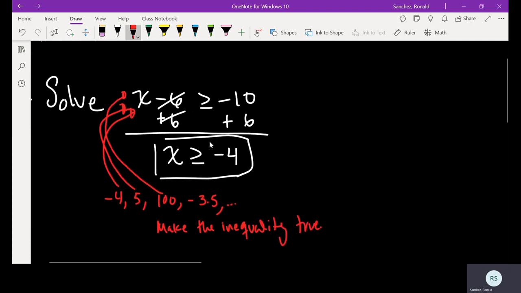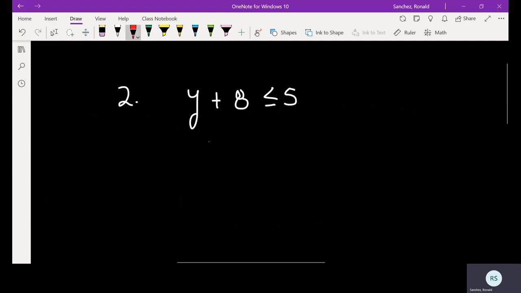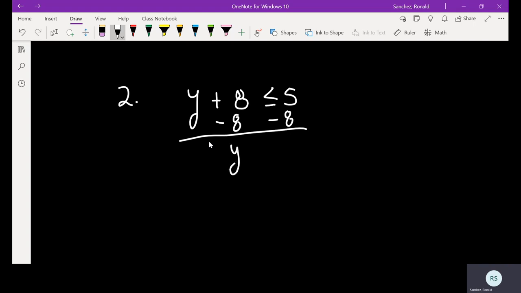Let's go ahead and do the other problem very quickly. We have y plus 8 is less than or equal to 5. Well, the way that we isolate y is by subtracting 8 on both sides. The inverse operation of adding 8 is subtracting 8. So I'm going to subtract 8 on both sides. And I get y, and this positive 8 and this negative 8 cancel each other out. And I'm left with 5 minus 8, that's negative 3.